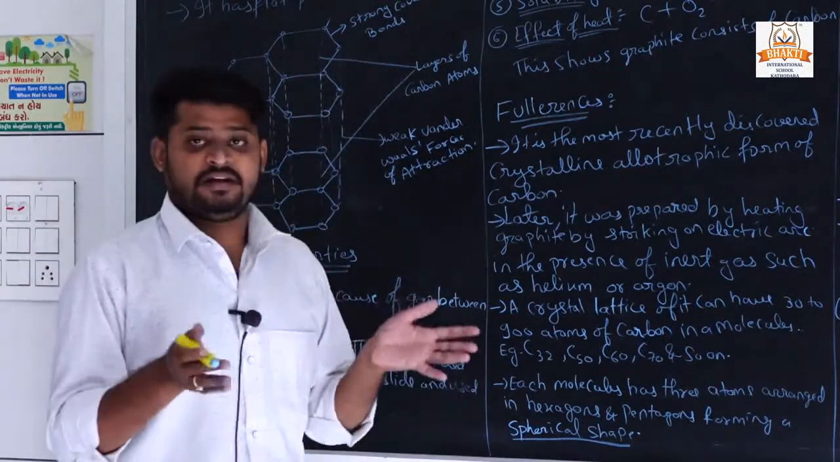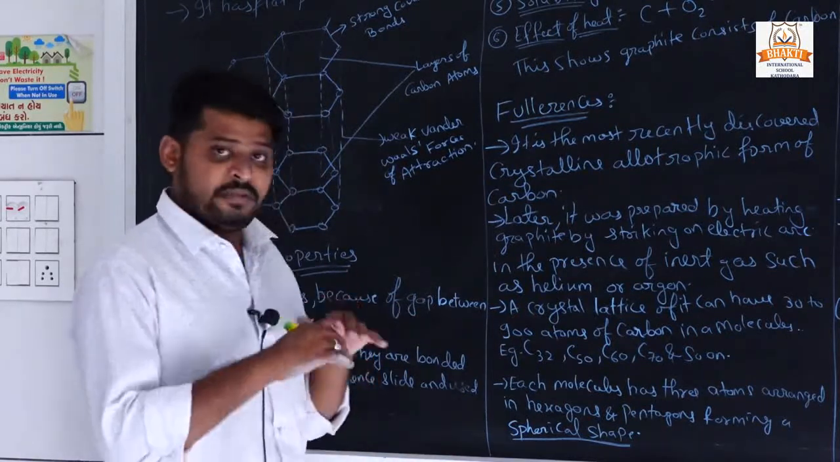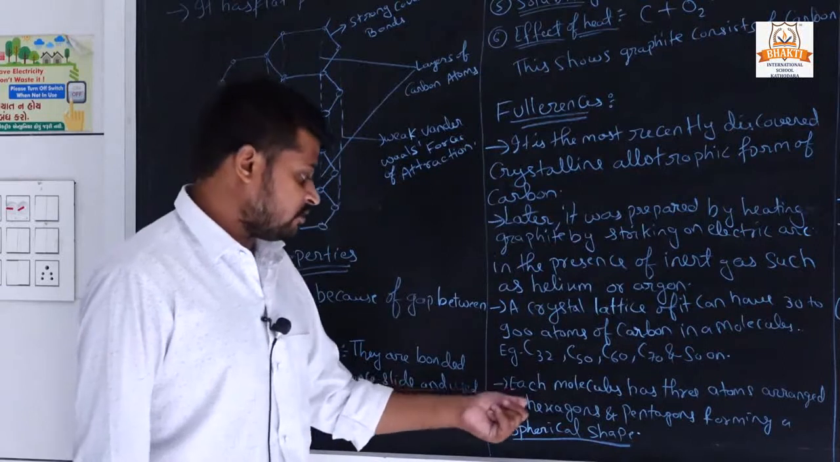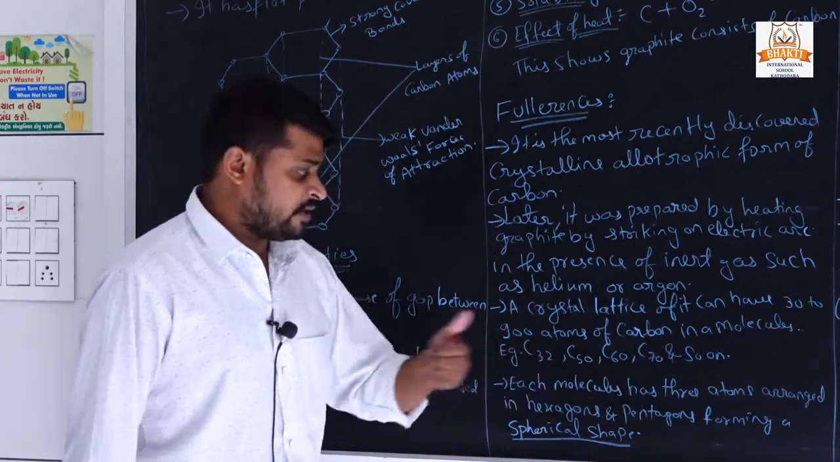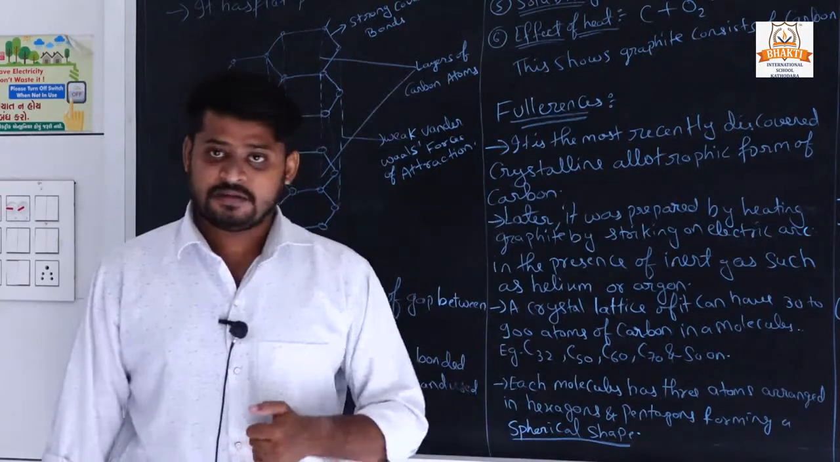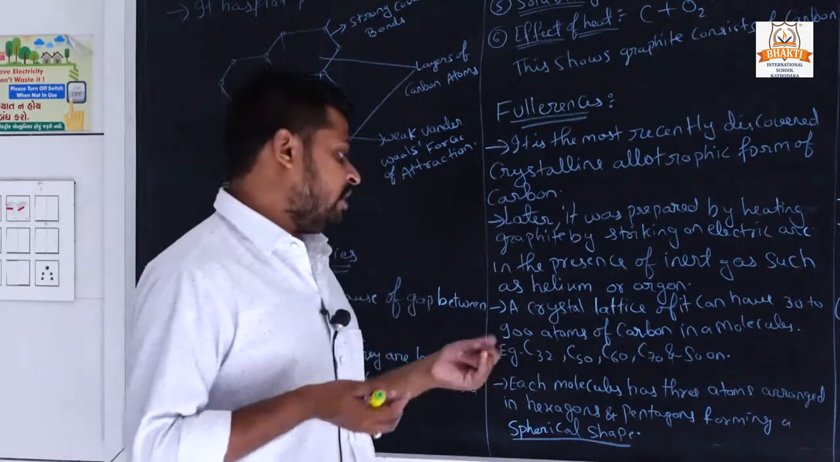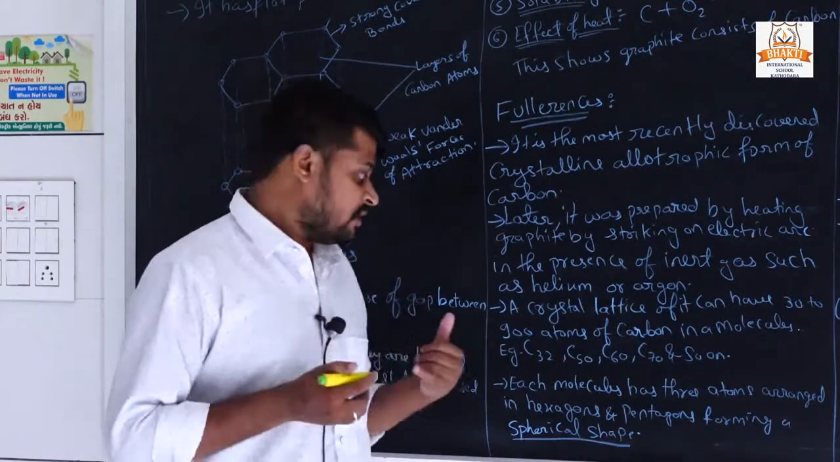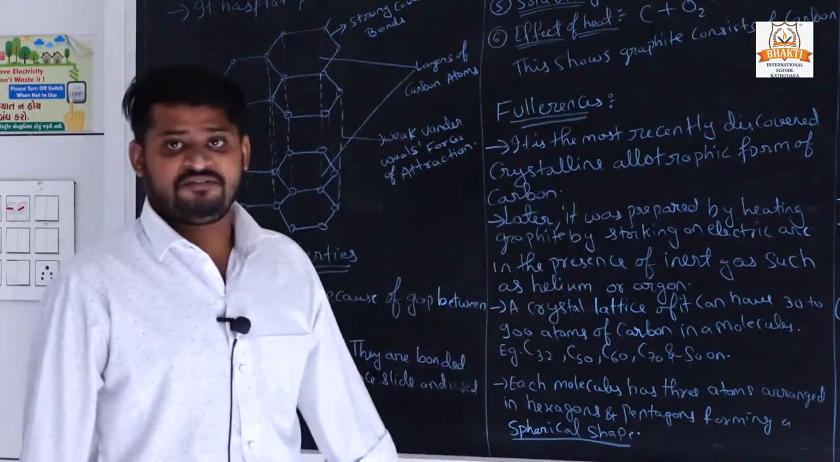There are many different structures of fullerenes present in nature, and we also make them in our laboratories. Each molecule has atoms arranged in hexagons and pentagons forming a spherical shape. Mostly they are arranged in hexagonal and pentagonal shapes in a spherical form. So these are the properties of fullerenes.